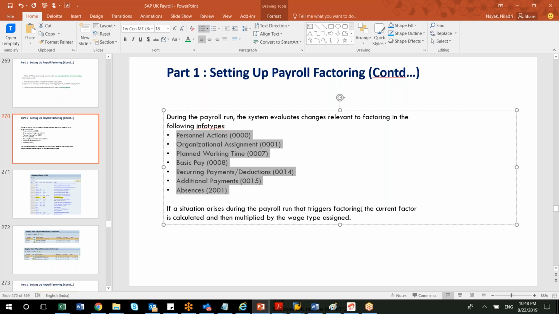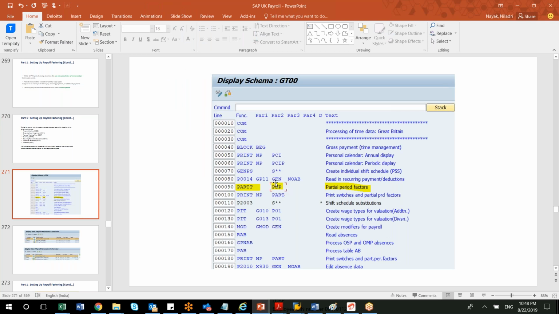After triggering that function, as I was explaining, this PAR double T function will go to your PSP, the personal work schedule. It will read those things, and after that it will do all kinds of splitting.